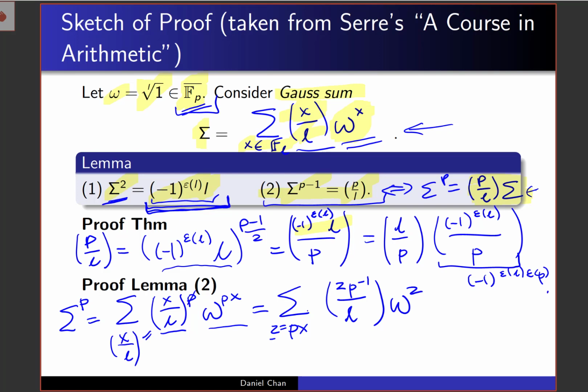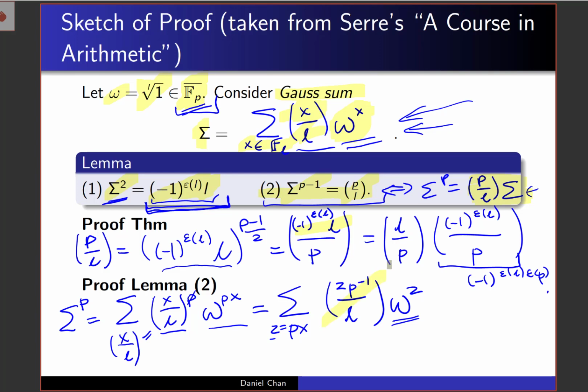And this z runs over what? Well, since p is going to be a unit inside F_L, this just runs over all the elements of F_L. Okay, so now you've got a linear combination of powers of omega, and you can ask how is it related to the original linear combination of the powers of omega? Okay, and it's quite easy to see. You just use the multiplicative property here.